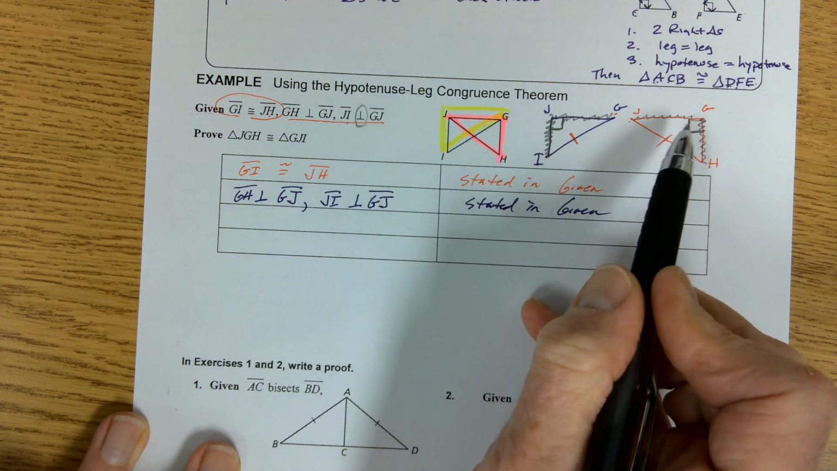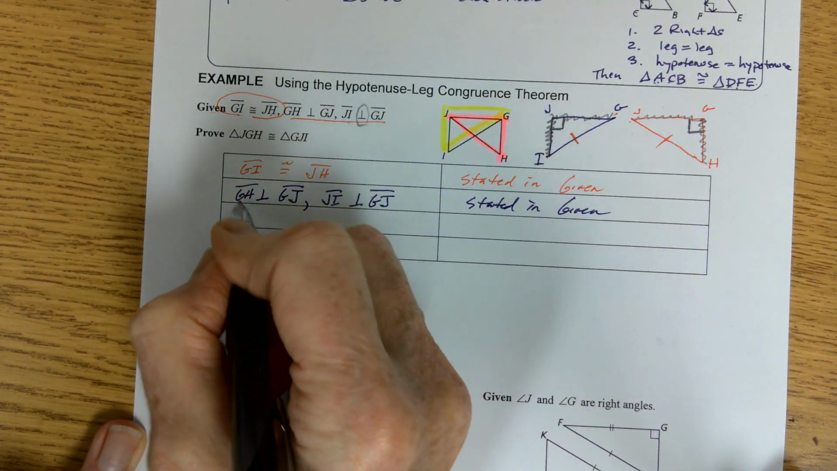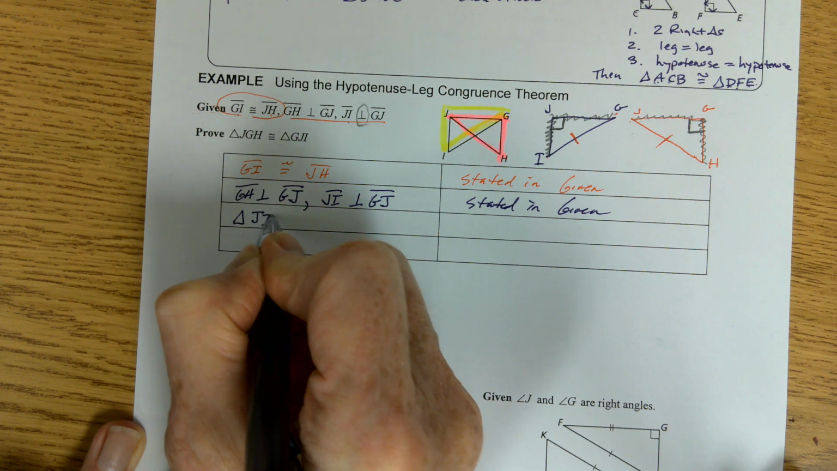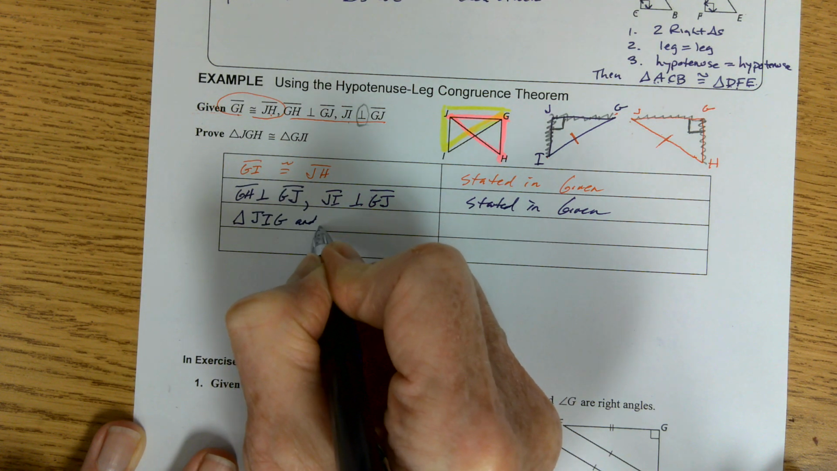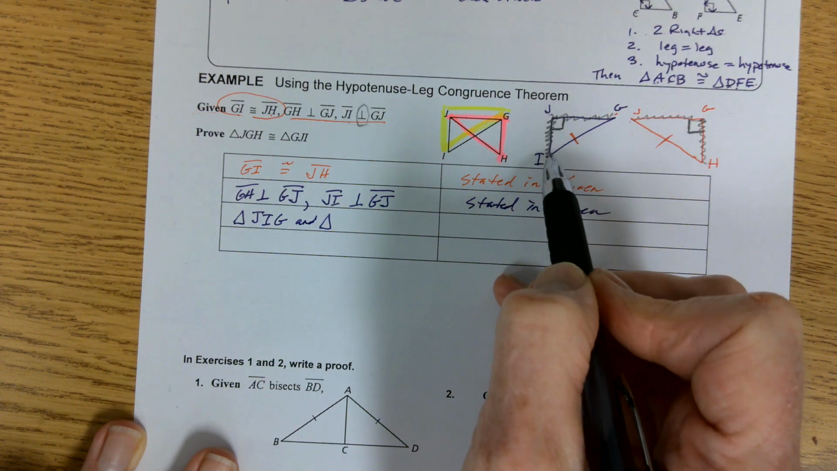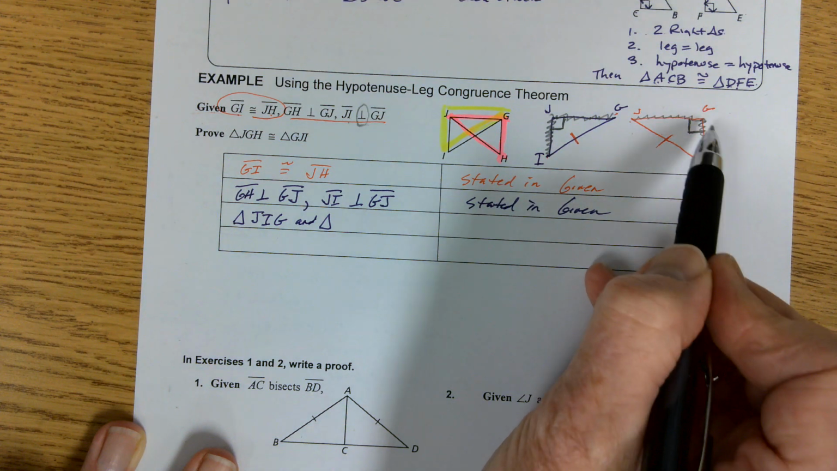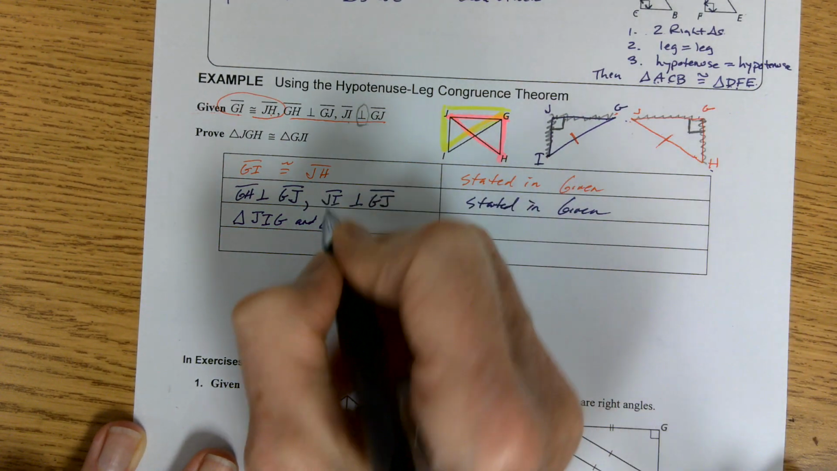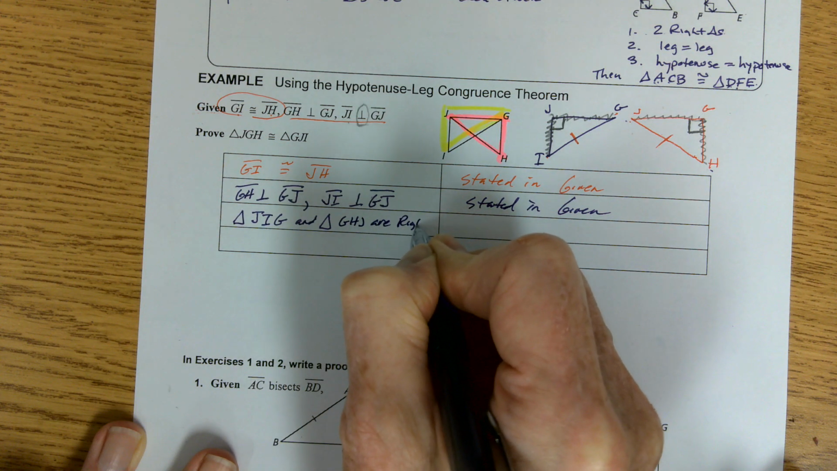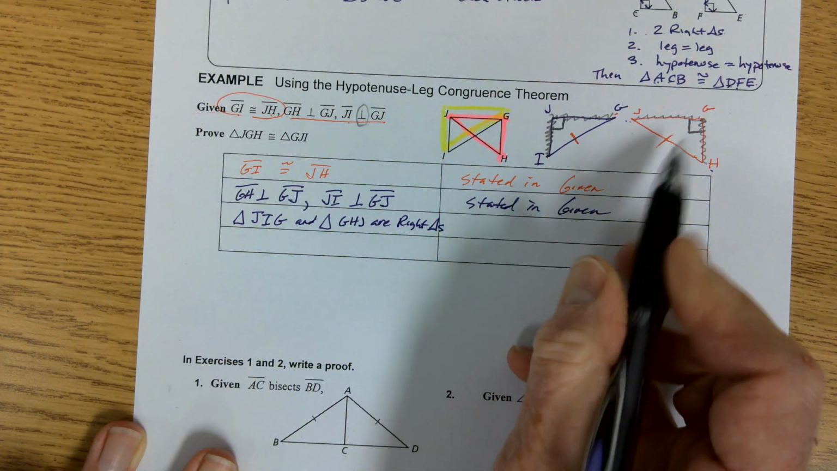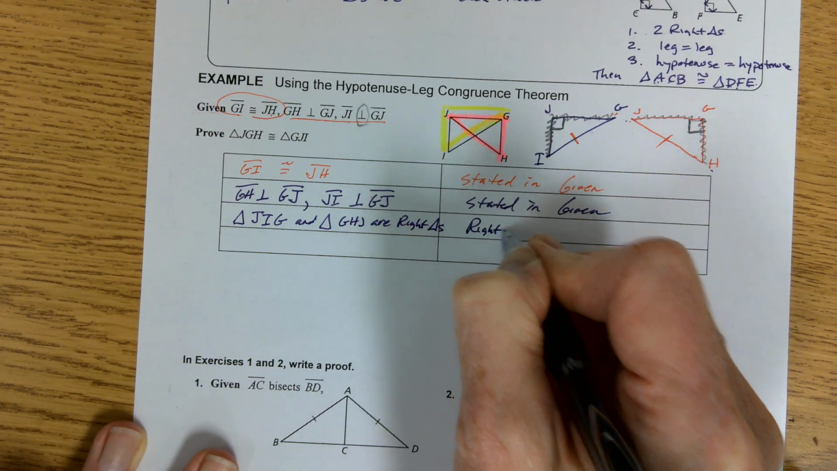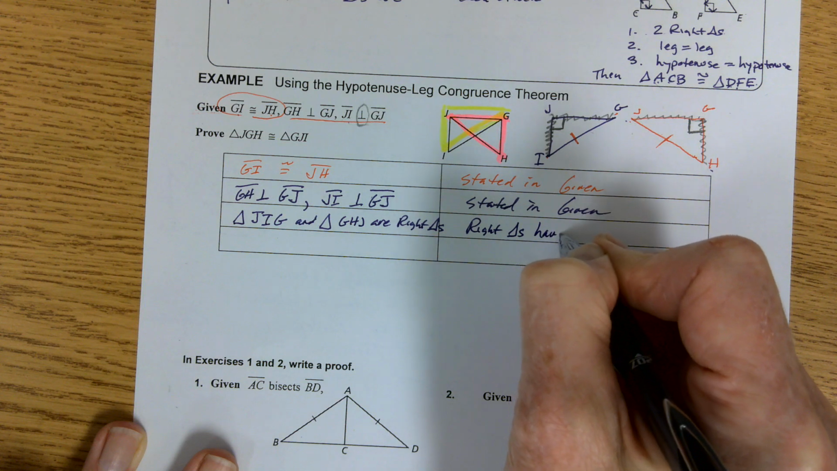So that means that these 2 triangles are right triangles. So I'm going to write triangle JIG and triangle GHJ are right triangles, because remember I have to show I have 2 right triangles. Why? That's the definition of a right triangle. Right triangles have right angles. I could write that. Right triangles have right angles.